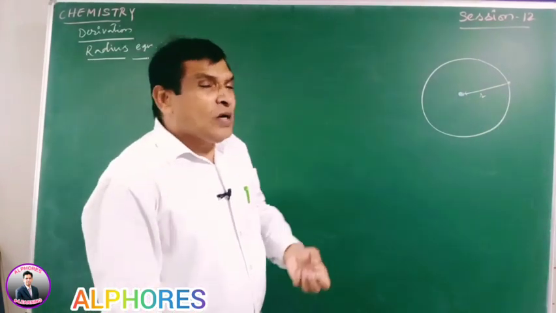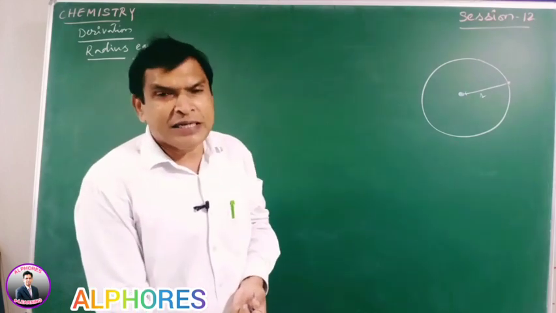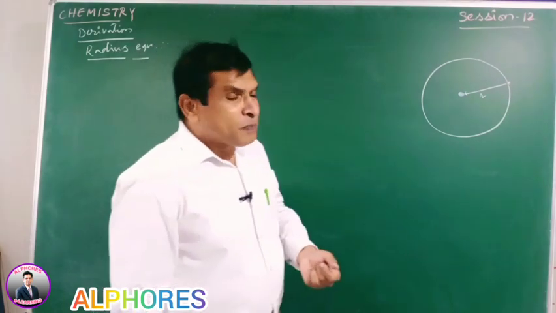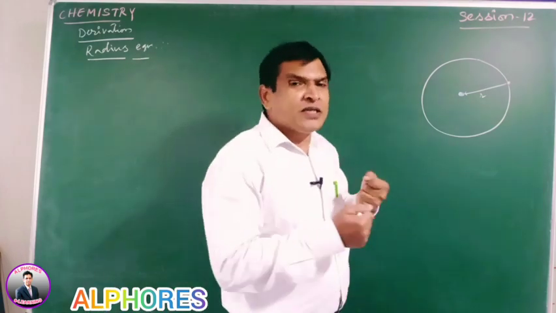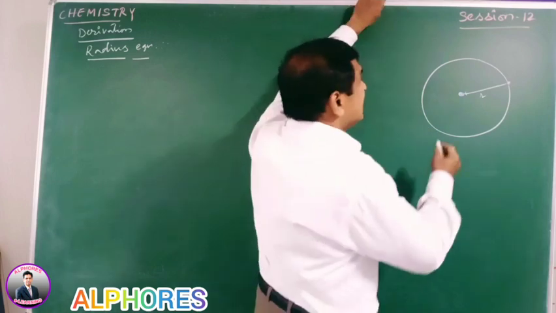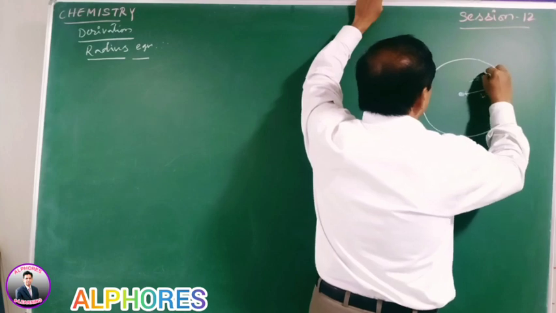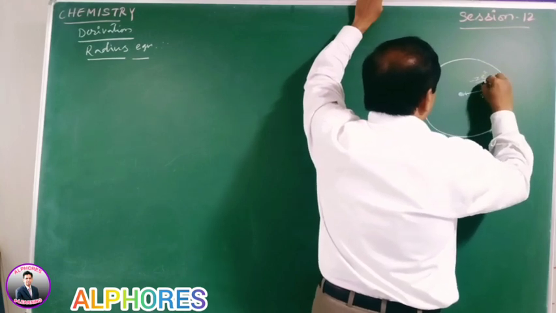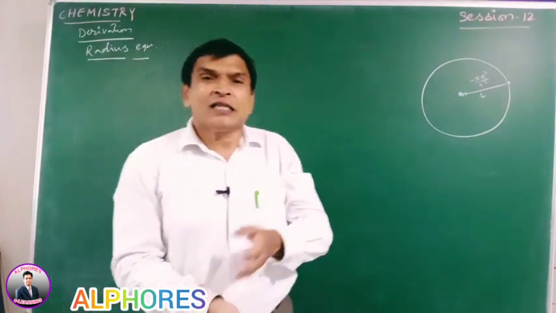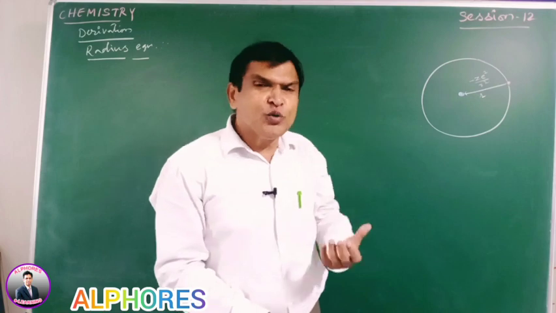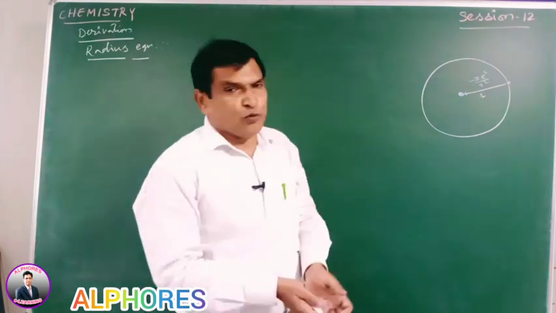The force of attraction towards the nucleus is called centripetal force, that is minus Ze square by r square. That is the force of attraction between the nucleus and the electron. The nucleus is attracting the electron with this much force.